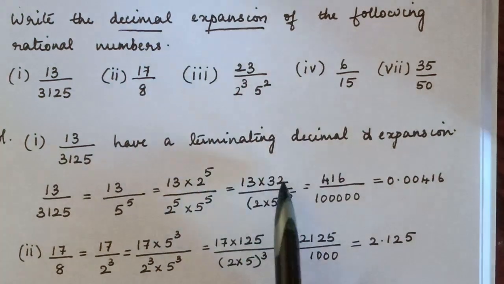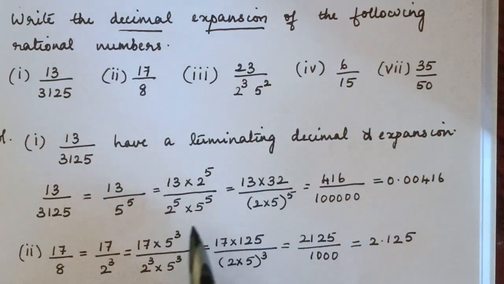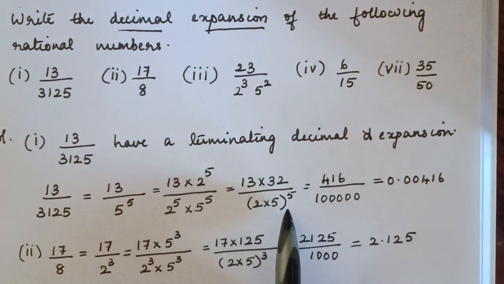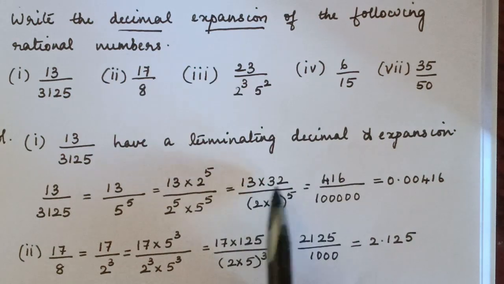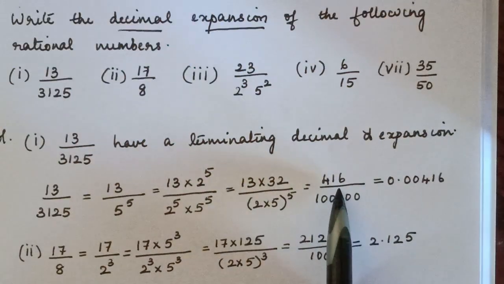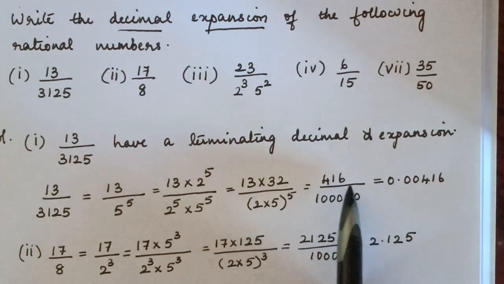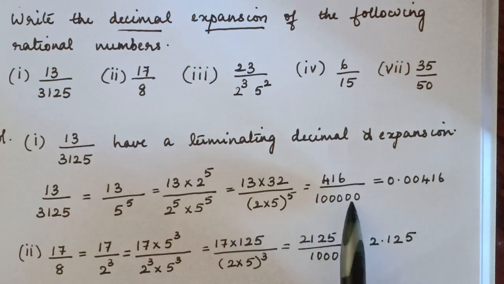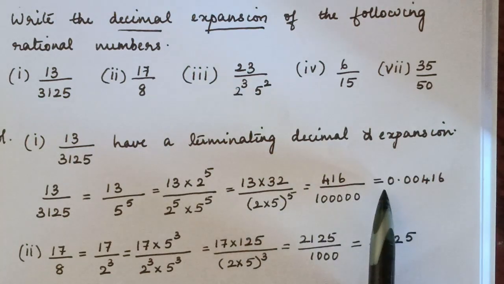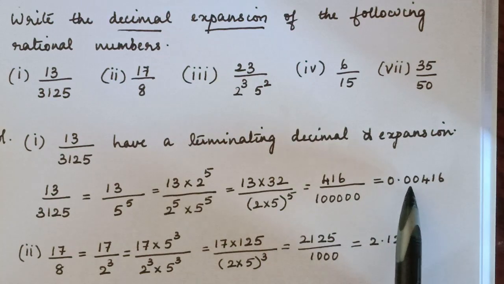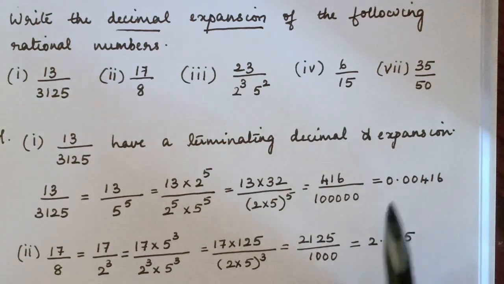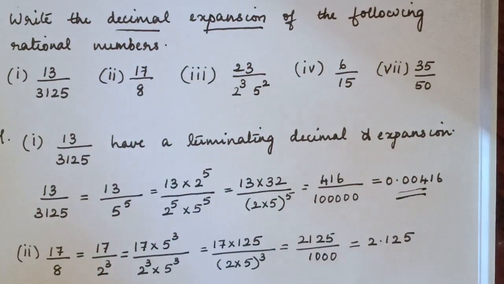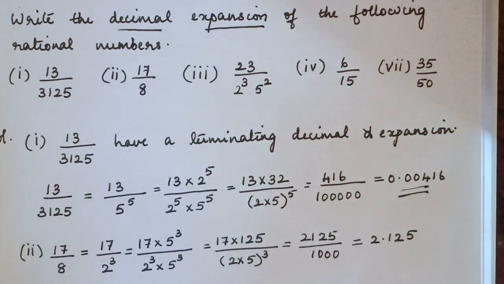So 2 raised to 5 we know is 32. And the denominator we can write as 2 into 5, the whole raised to 5. When you multiply the numerator, you will get 416. And the denominator, you know that it is 1 lakh, which gives 0.00416. So this is the way to find the decimal expansion of a rational number.